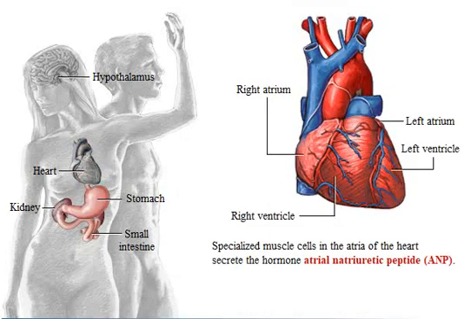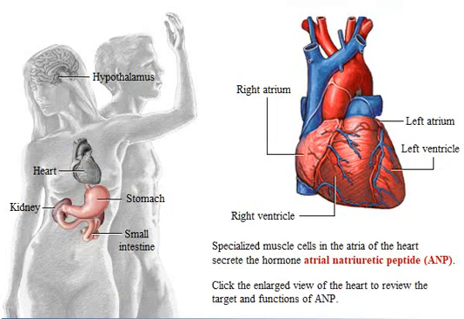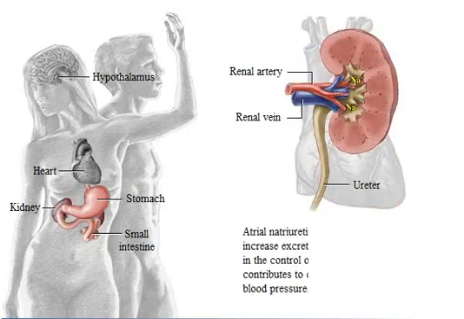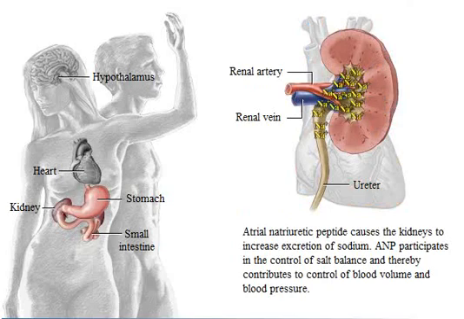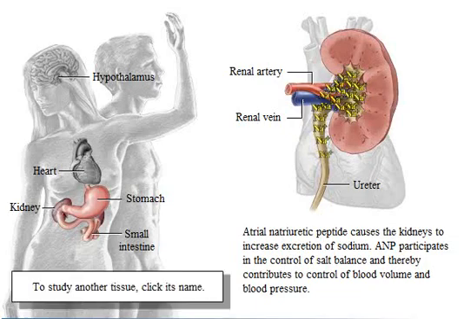Specialized muscle cells in the atria of the heart secrete the hormone atrial natriuretic peptide. Click the enlarged view of the heart to review the target and functions of ANP. Atrial natriuretic peptide causes the kidneys to increase excretion of sodium. It participates in the control of salt balance and thereby contributes to control of blood volume and blood pressure.